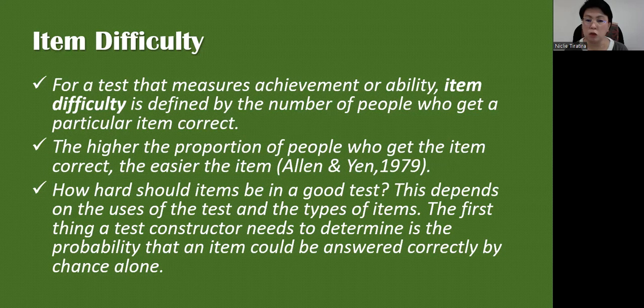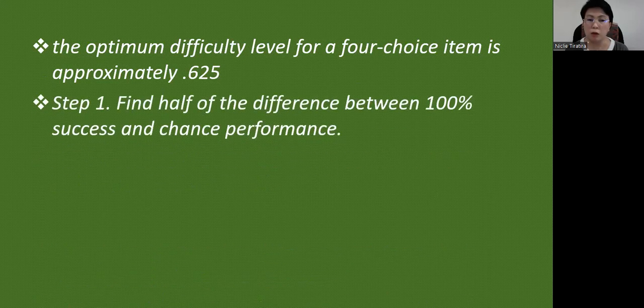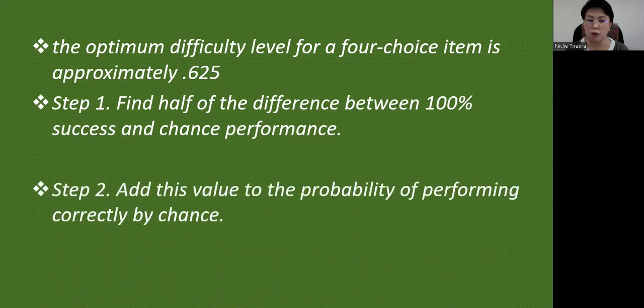The first thing a test constructor needs to determine is the probability that an item could be answered correctly by chance alone. Now, the optimum difficulty level for a 4-choice item is approximately 0.625. And we have several steps to do this. Step 1 is to find half of the difference between 100% success and the chance performance. And step 2 is to add this value to the probability of performing correctly by chance.